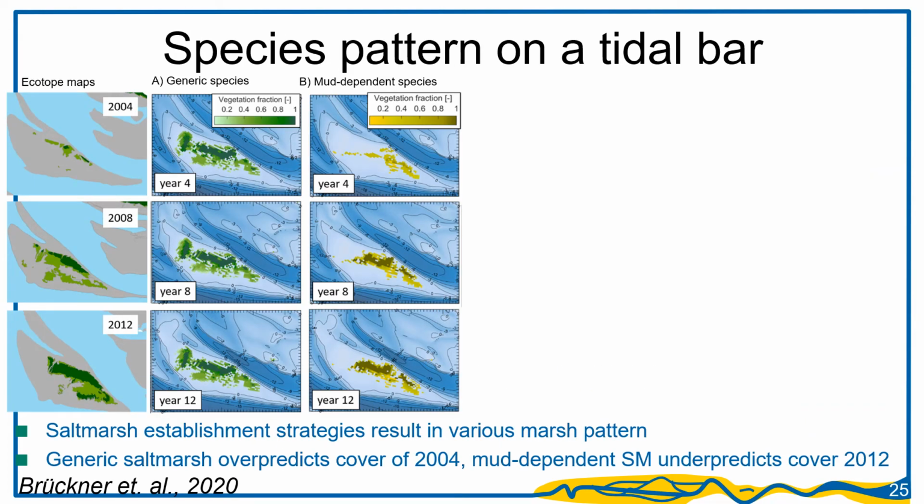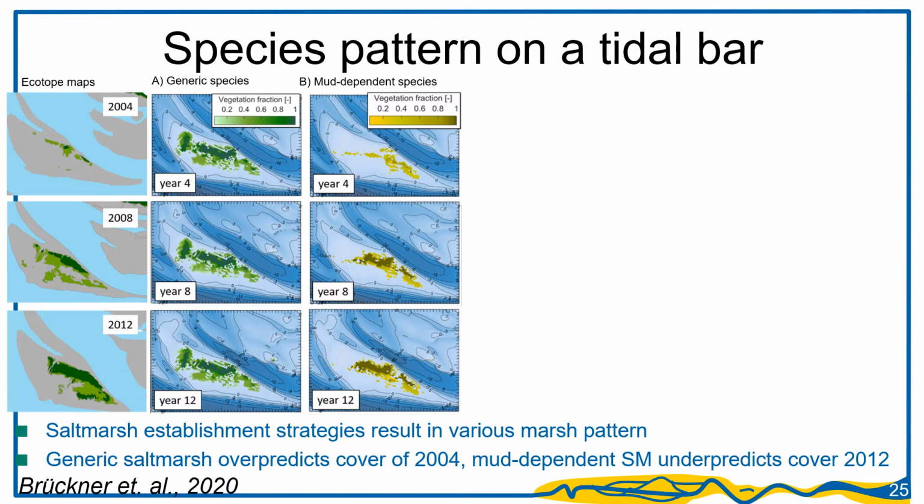So this is the species pattern. On the left hand side we have the ecotope maps, with the vegetation as seen in the previous slide. And then the first column, A, is the generic species, which is the blended species. And we see that there is a saltmarsh establishment on the bar with a dense core, basically linked to where also the dense vegetation is found in the data, and a sparse vegetation cover around.